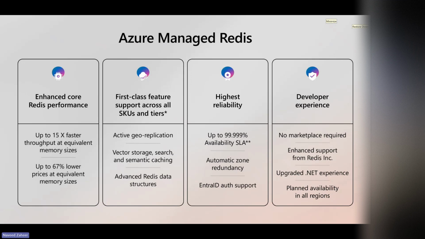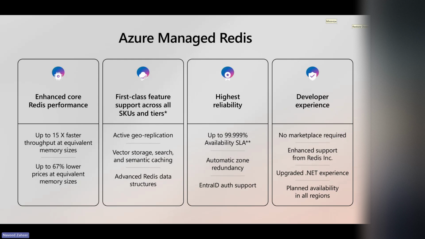That's a big thing. If you remember with Azure Cache for Redis, there were differences between different SKUs. For example, if you are using one SKU, it does support active geo-replication. If you use another SKU, it does not. In this case, almost all of the SKUs, except a few smaller ones, support all features. For example, active geo-replication, semantic caching, and the advanced Redis data structures. All of these are supported across all SKUs and tiers.